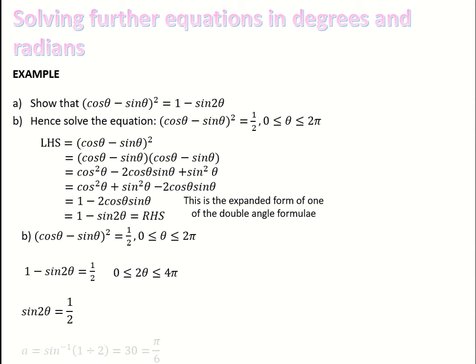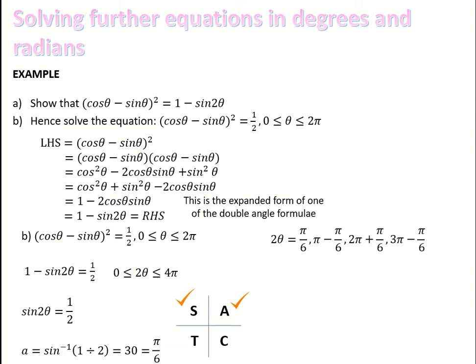Once you get to this stage, it's just a case of doing the inverse sine of 1/2, but remember we're finding the related angle before we find our 2 theta. So the related angle is the inverse sine of 1/2, which is 30 degrees, or pi over 6. It has to be pi over 6 because we're solving this in terms of radians, so we do need to change it. Whether you change it now or at the end is entirely up to you. But in terms of our 2 theta, okay, it's going to be in the quadrants that are positive for sine, so A and S.